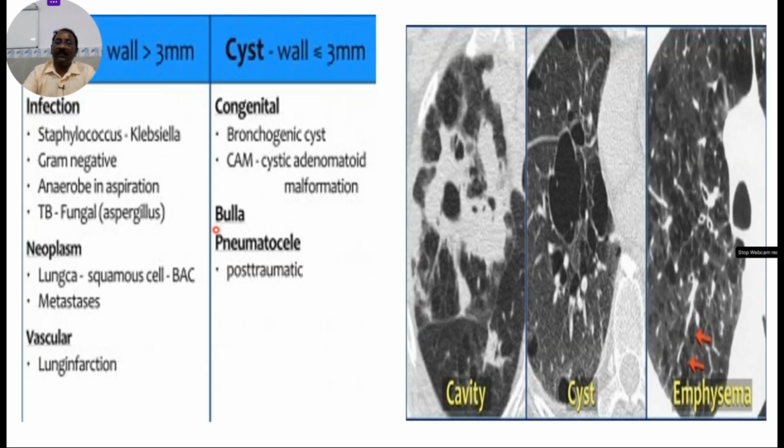See here the picture. So this is the cavity. So these are all the big cavities. See the wall of the cavities. See the cysts, very thin walls. Here the very thick wall, here the very thin wall. This is the difference between the cyst and the cavities. And in emphysema, you are not finding any wall here. So this is emphysema. In all these things, there is a decreased lucency.